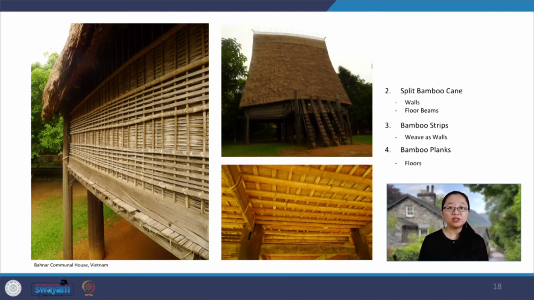As you can see in the picture, the floor is made of bamboo planks supported by split bamboo as floor beams. The walls are a combination of woven bamboo planks, bamboo strips, and small bamboo canes tied with rattan, arranged beautifully, allowing air to ventilate the interior of the house.